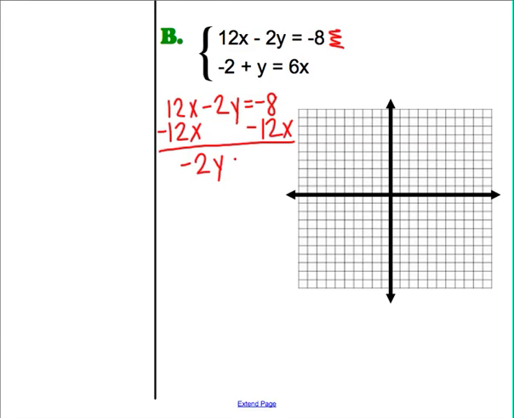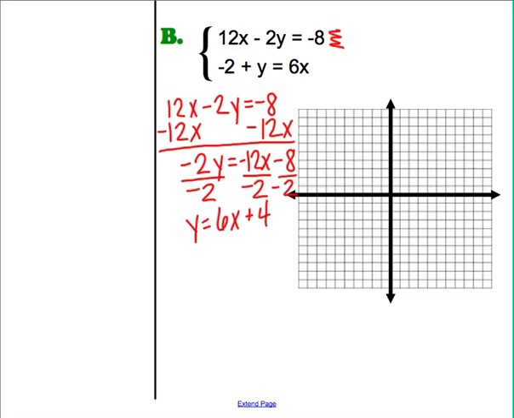So we have negative 2y equals negative 12x minus 8. Divide everything by negative 2. And you get y equals positive 6x, because a negative divided by a negative is positive, plus 4, because negative 8 divided by negative 2 is positive.